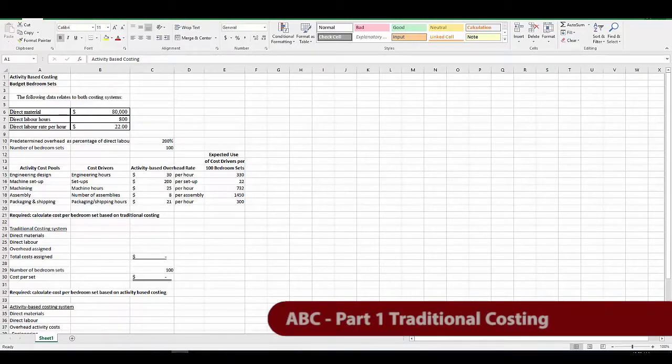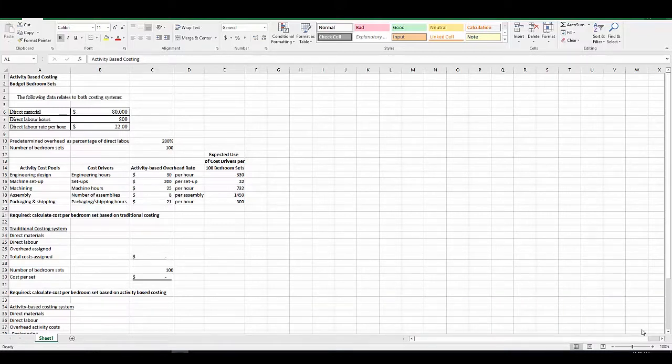This problem is called activity-based costing, and we are going to be looking at a company called Budget Bedroom Sets. And we have some data presented here which shows the direct materials at 80,000, direct labor at 800, and the direct labor rate, meaning the wage per hour, is $22.